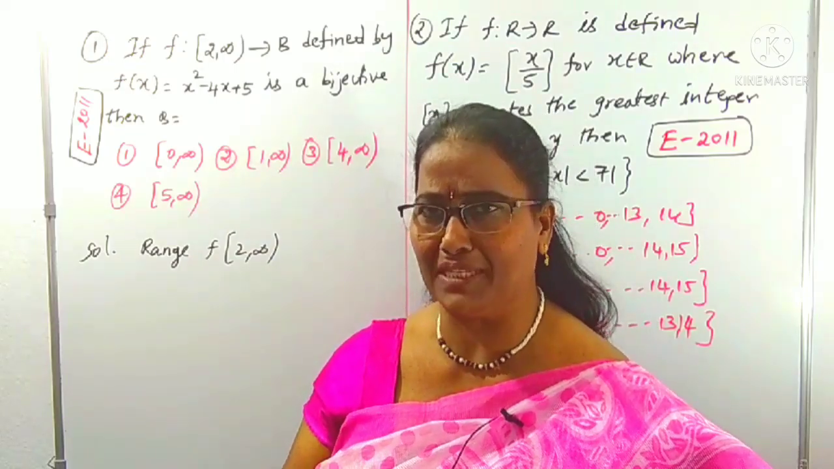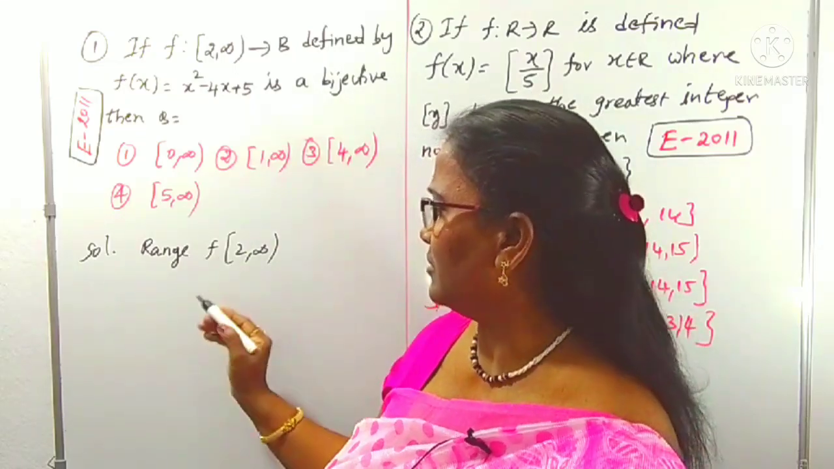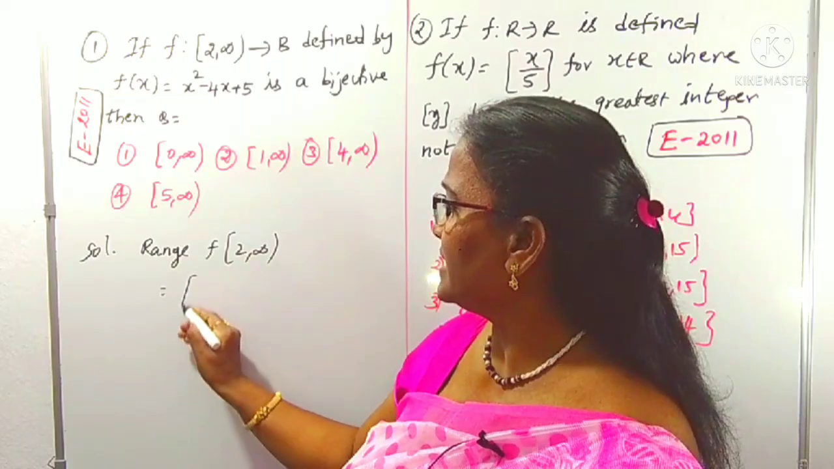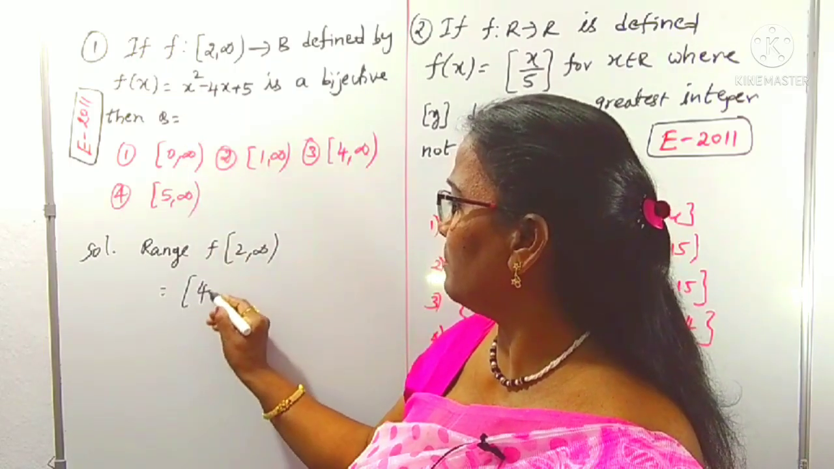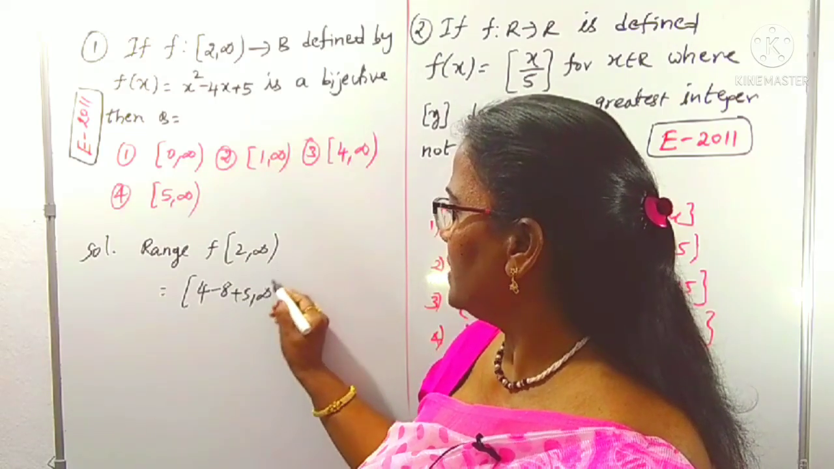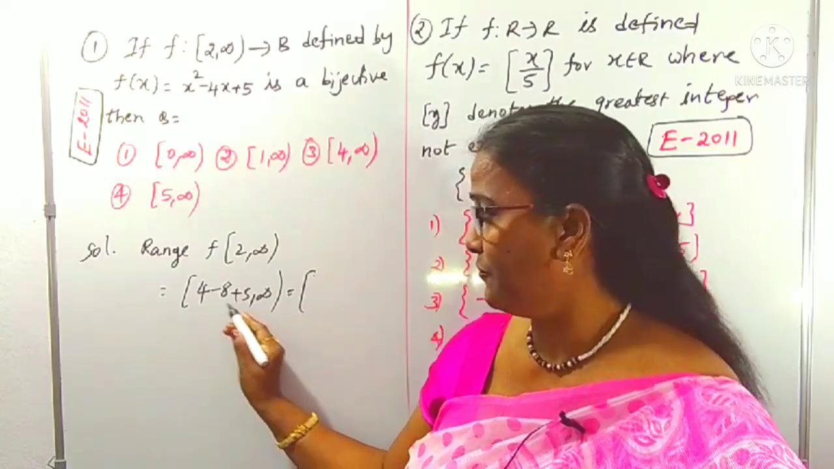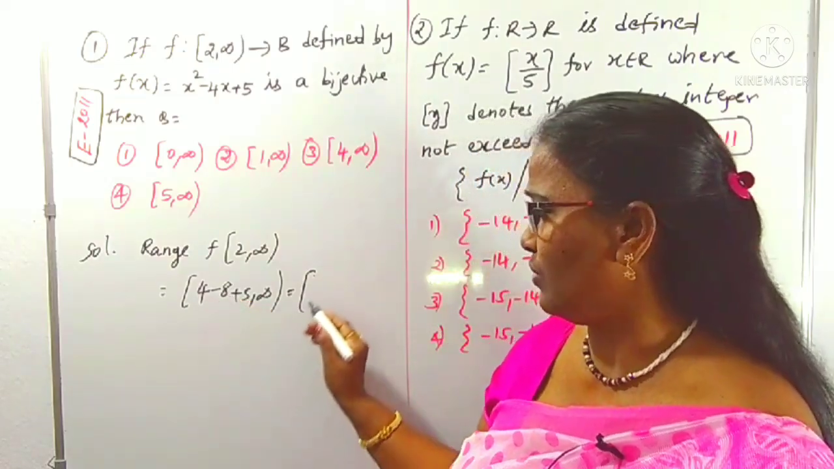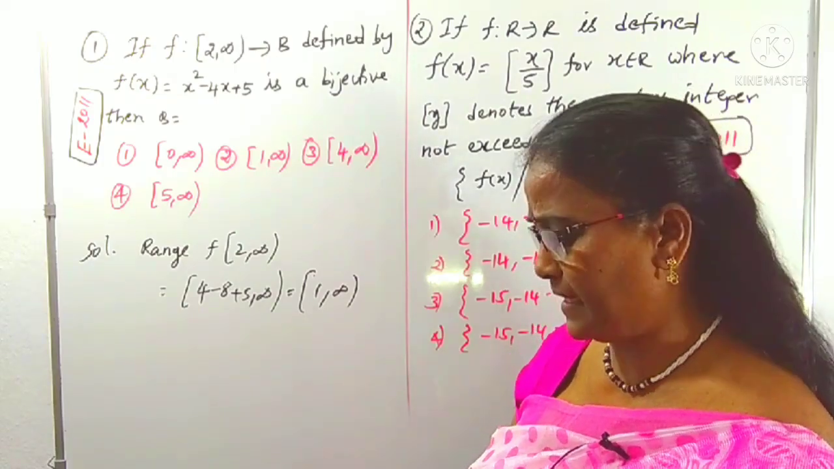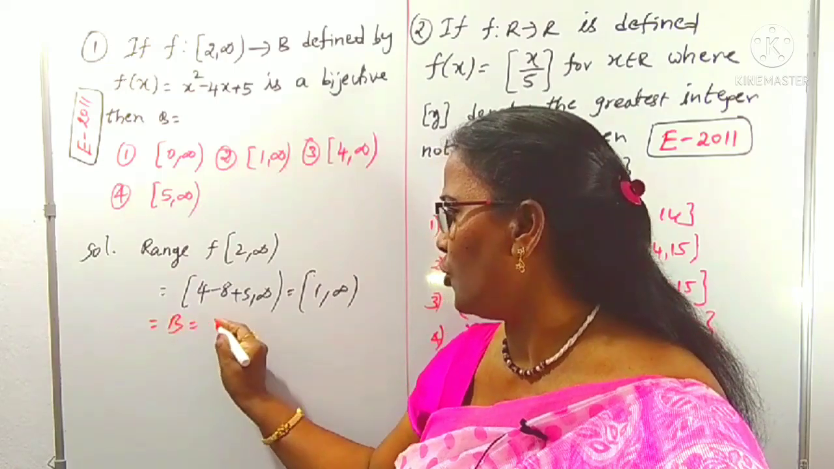That means the set of images. So the minimum value is 2, that is, 2 to infinity. What is the 2 here? In place of x, take 2. Closed interval, 2 squared is 4, 4 minus 4 times 2 is 8, plus 5, to infinity. So this is equal to the closed interval, 4 plus 5 is 9, 9 minus 8 is 1, 1 to infinity. This is the range, and it is equal to B, which is called the codomain.